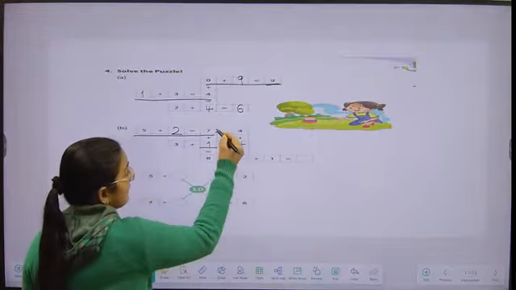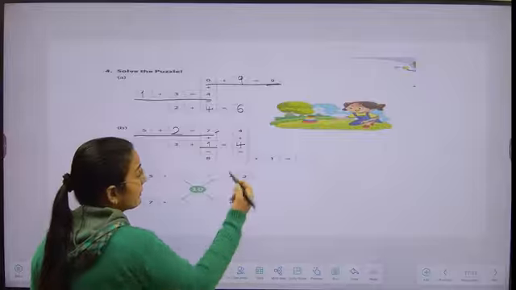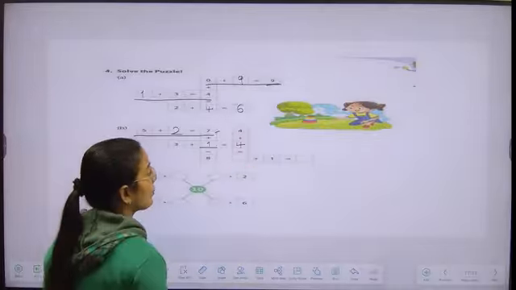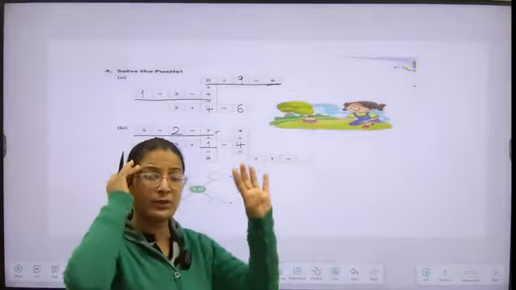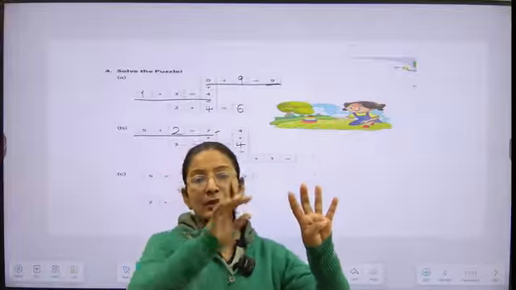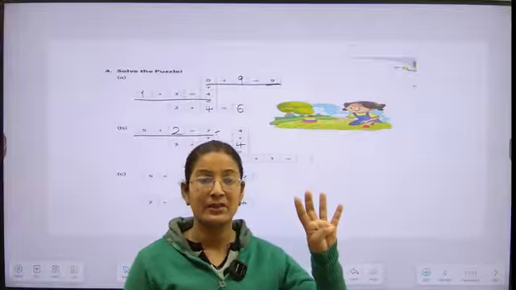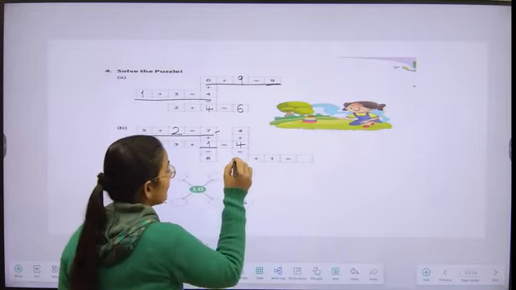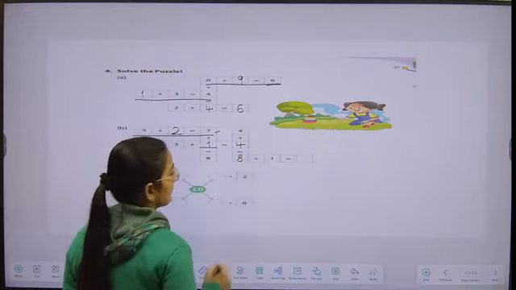After that, 7 add 1. We have already did this. 4 add 4. 4 in mind, 4 in fingers. 4, 5, 6, 7, 8. So how much I am getting? I am having a 8. So you have to write 8 for this.